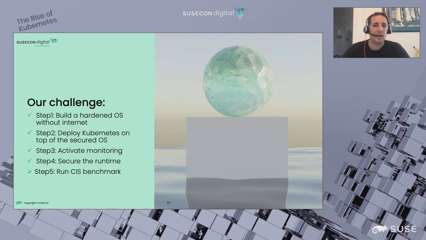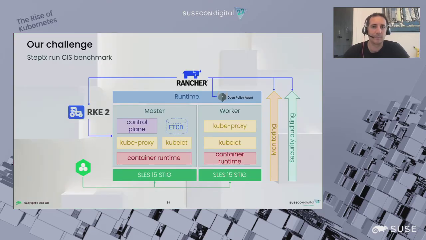So now we've seen how to secure the runtime. We've secured the build, the build of Hardened OS. We've deployed the operating system. We've deployed Kubernetes on top of this operating system. We've activated the monitoring. We have secured the runtime, and now we need to make sure that this is secured. So for that, we're going to rely on the CIS benchmark.